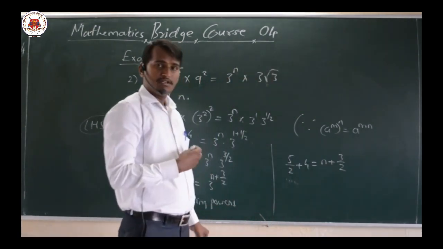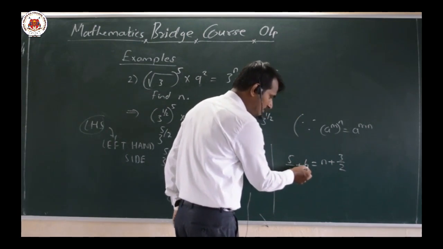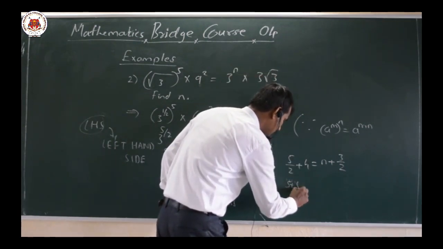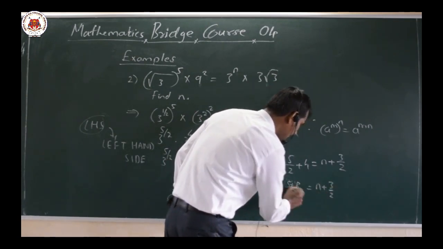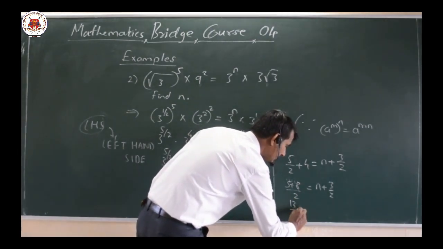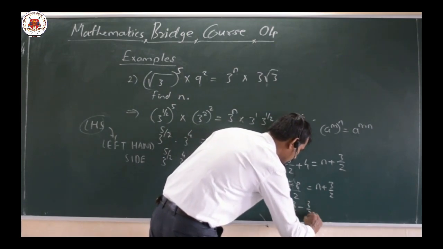Just we will add and subtract. First of all, taking the LCM, 4 twos are 8. 5 plus 8 divided by 2 equals n plus 3 by 2. 5 plus 8 is 13 by 2. Next, taking 3 by 2 to the LHS with minus, we get 13 by 2 minus 3 by 2 equals n.